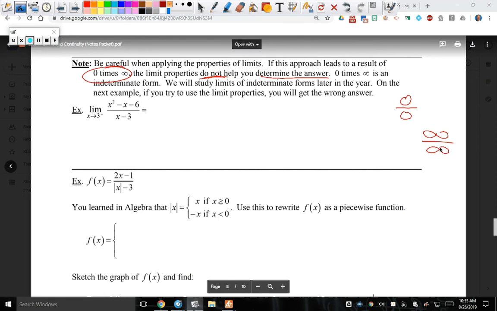If you get infinity divided by infinity, do some more work. There's still work to be done. And if you get this, it doesn't necessarily mean you're done, because 0 times infinity is not 0. 0 times infinity is not infinity. It's indeterminate, and you'll learn it later this year, not right now. They're indeterminate forms. These are the 3 that you will learn this year.